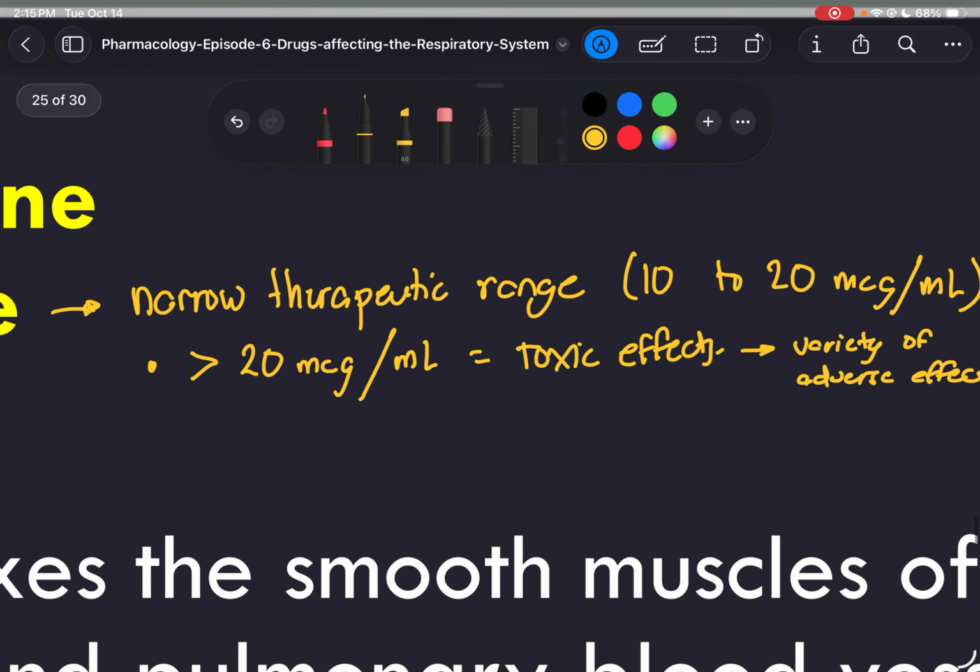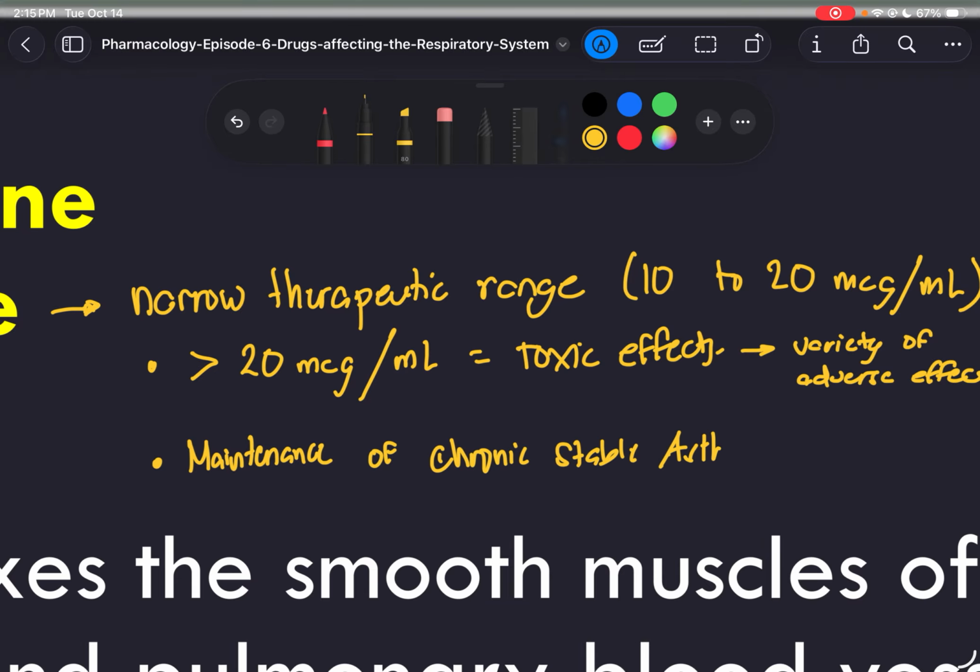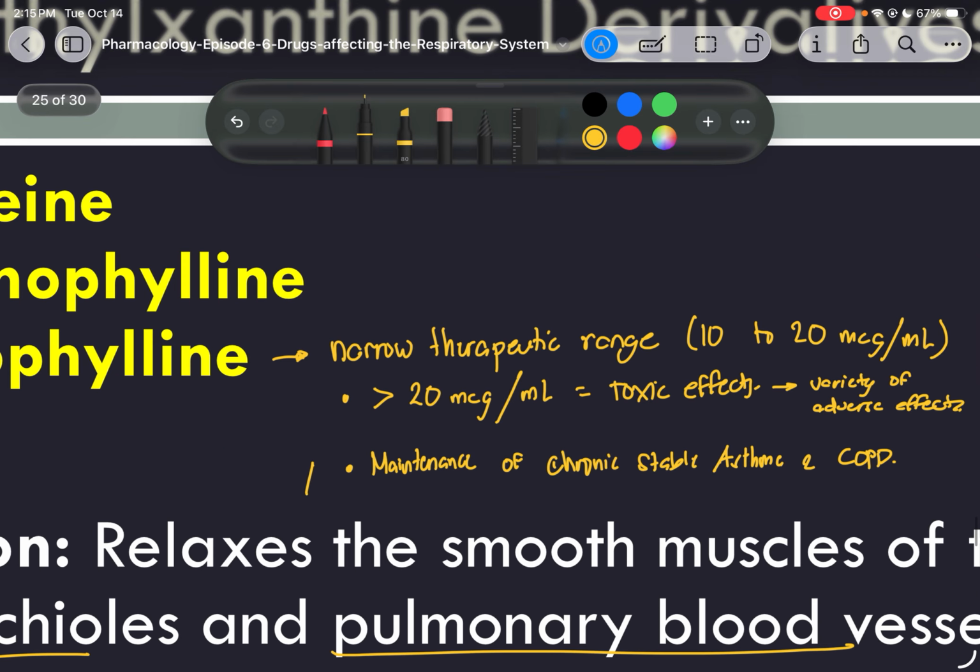And because of the risk class for toxicity, oftentimes we only use this, no? This is used for maintenance of chronic stable asthma and COPD. Okay, maintenance only, class, no? Put a big star on it. We don't use it for acute attacks.